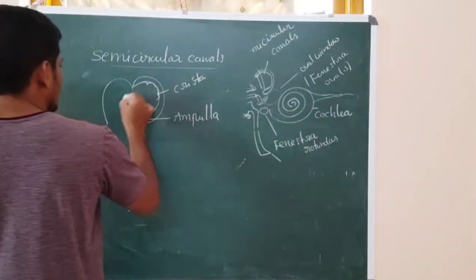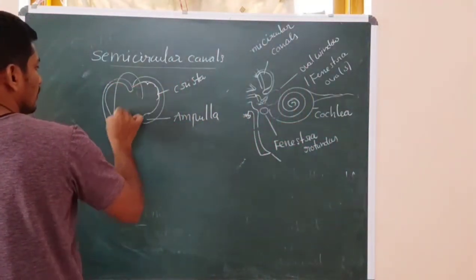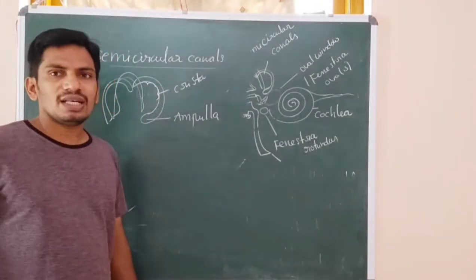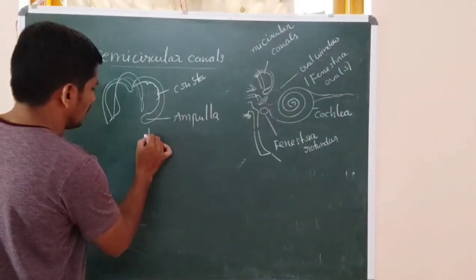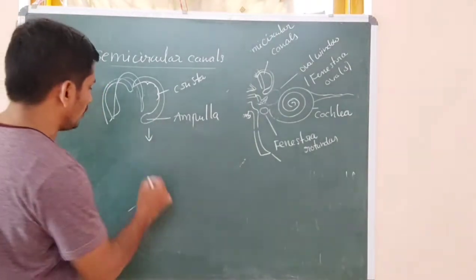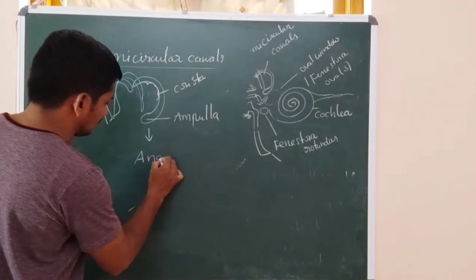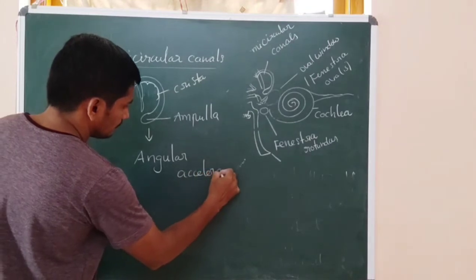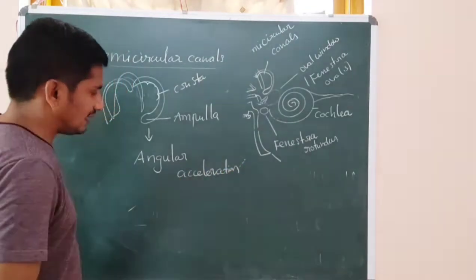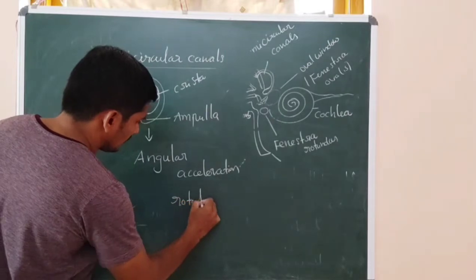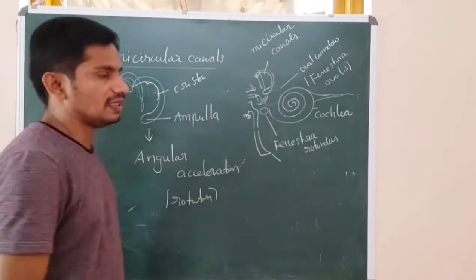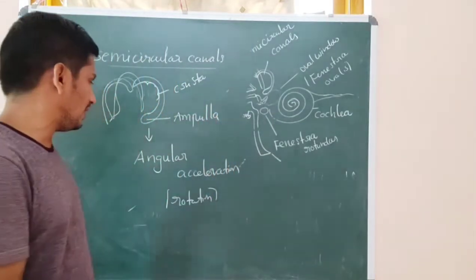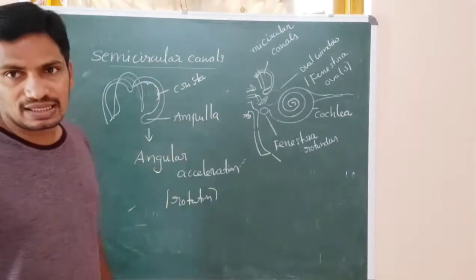These three are there. These semicircular canals are responsible for the perception of what we know as angular acceleration. Angular acceleration means nothing but rotation. While you are rotating our head like this, that angular acceleration is perceived by the semicircular canals.